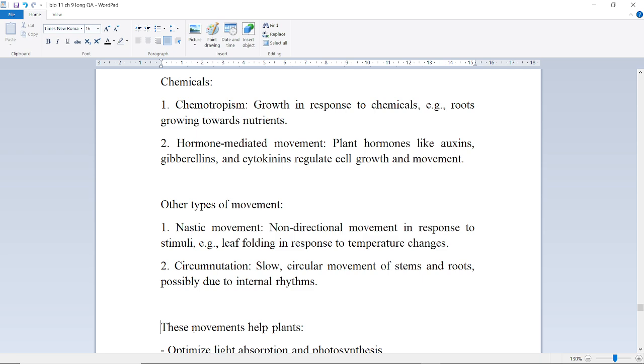Other types of movement: nastic movement, which is non-directional movement in response to stimuli, for example, leaf folding in response to temperature changes. Circumnutation: slow circular movement of stems and roots, possibly due to internal rhythms.